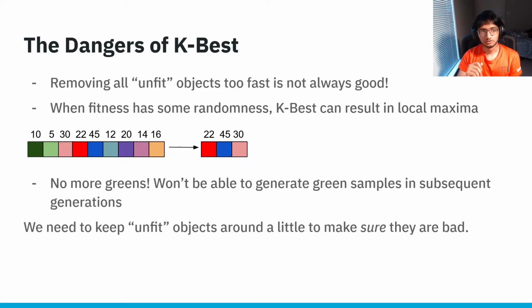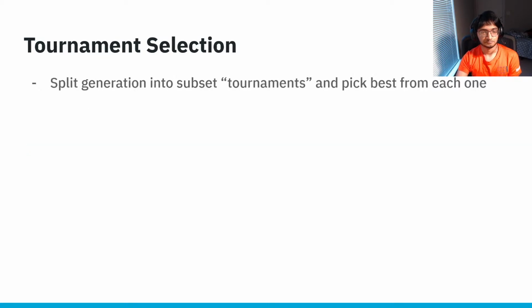We don't want it to be where just one bad generation can ruin the entire thing. So we need to keep the unfit objects around just a little bit to make sure they're really bad. To make sure, like, okay, we really want to get rid of these guys ASAP. So how do we do this? How do we pick the best, but at the same time pick the worst a few times too?